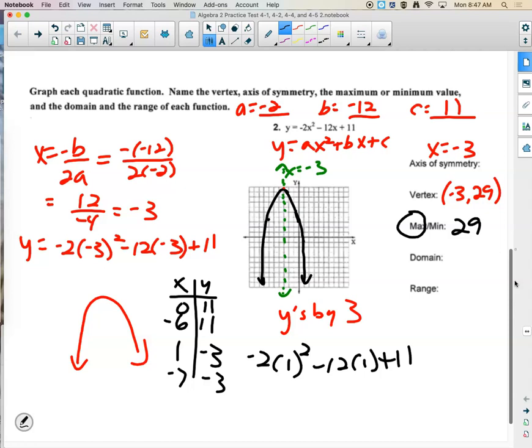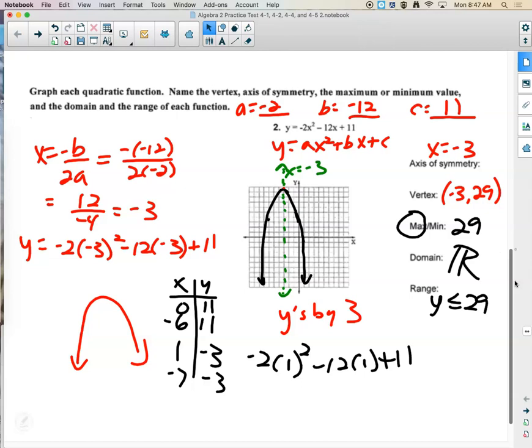What's our domain? Yes. Speaking of freebies, right? That should be a freebie. Range, you have to think about a little bit. What will that be? Y is less than or equal to 29.